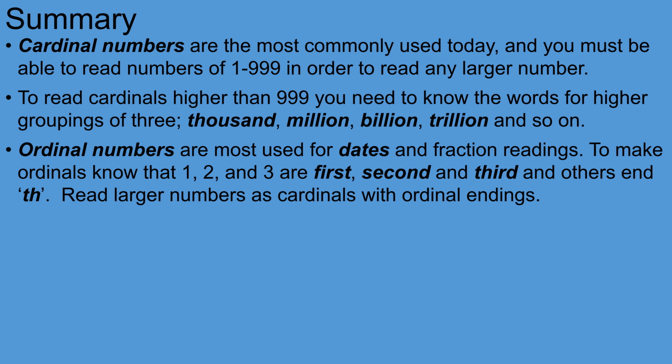Now, ordinal numbers, first, second, third, for example, are most used for dates, and also they're used for fractional readings. To make the ordinals, remember that 1, 2, and 3 are quite different, first, second, third. The others generally just have a th ending. Read larger numbers as cardinal numbers and then put an ordinal ending of between 1 and 19 on the end, or if it doesn't have a number of 1 to 19 on the end, then just add a th sound to the end.